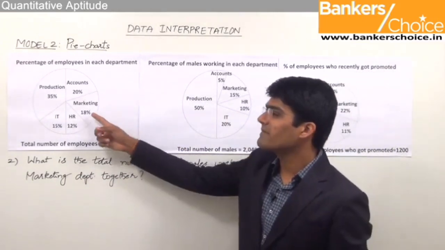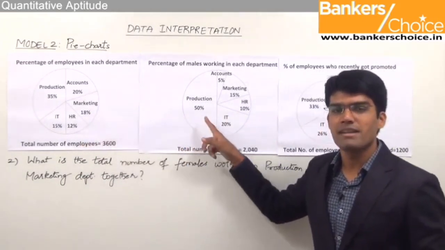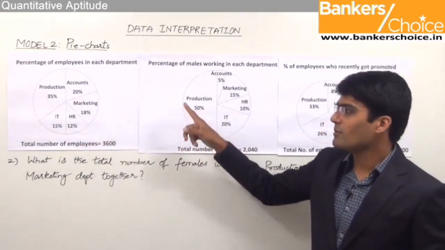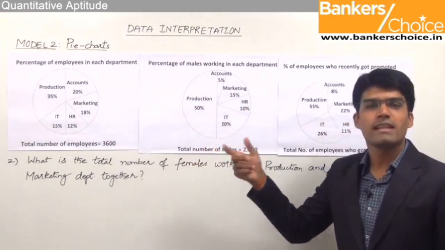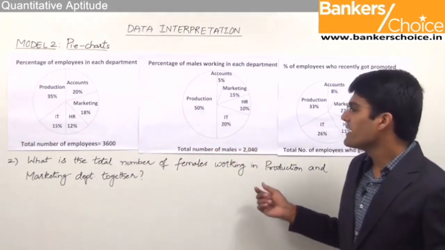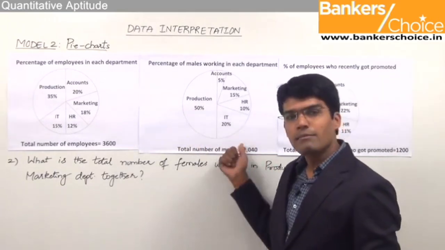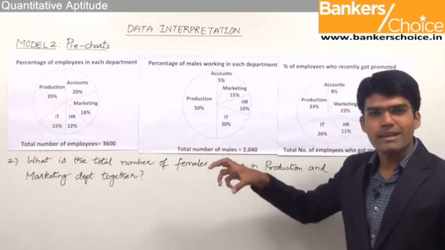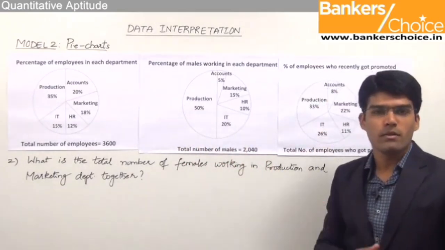The first pie chart gives the total number of employees. Second pie chart gives the number of male employees. So by taking the difference of these two, we will get the number of female employees for any given department. So here also we can find out the females in production department and females in marketing department and then add both the values to get the required answer.